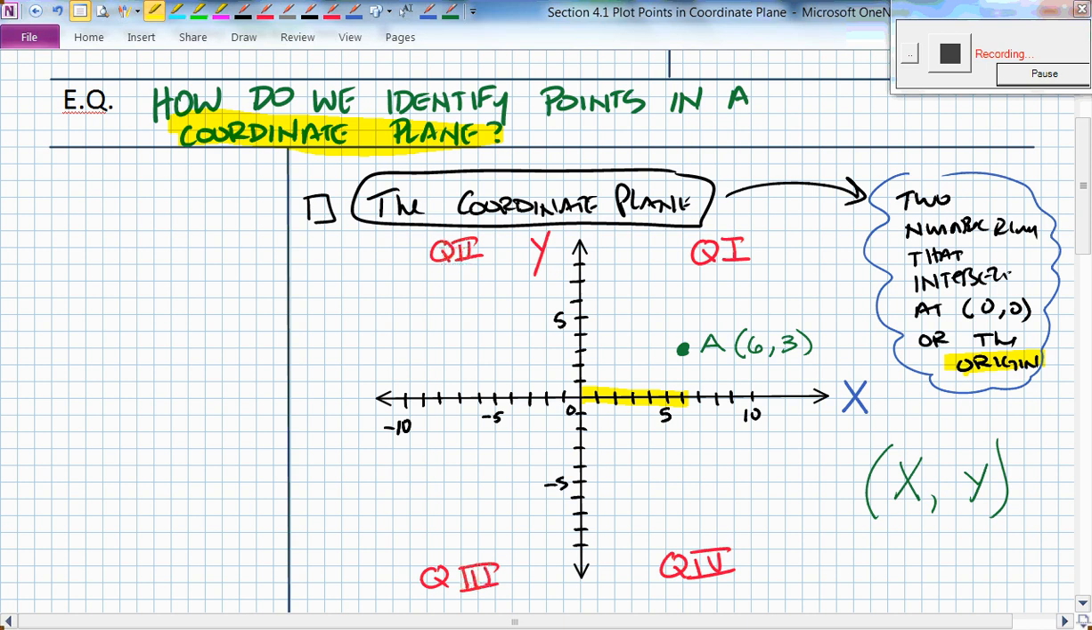And then what does the 3 represent? Yeah, 3 units up, right? So the 6 represents left and right, and the 3 represents up and down. So 6, 3 is 6 units to the right and 3 units up. You guys, everyone understand the directions?